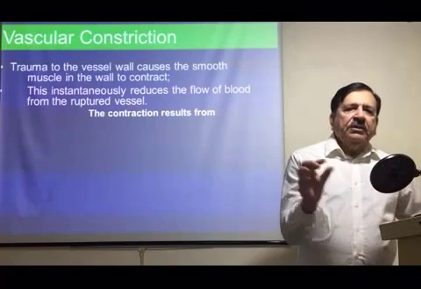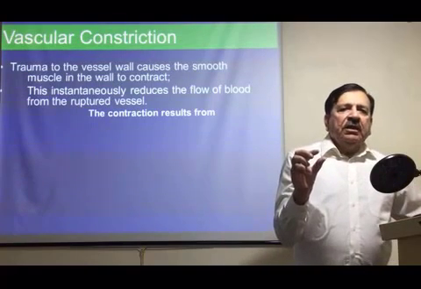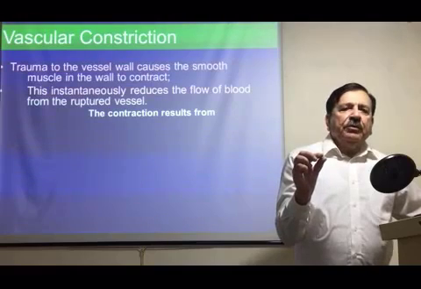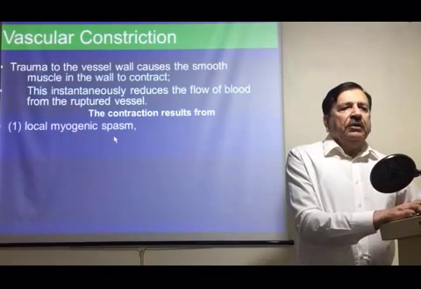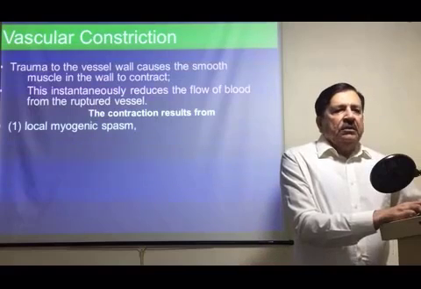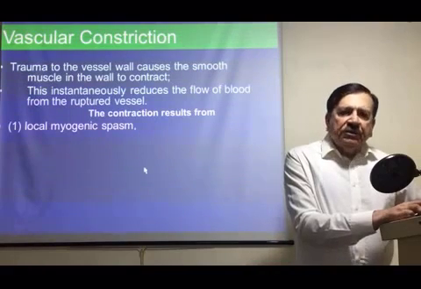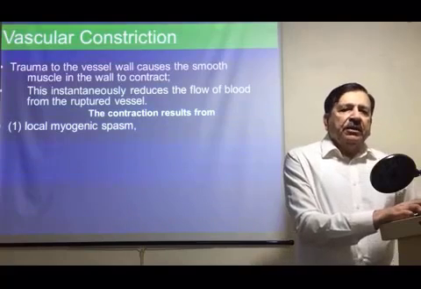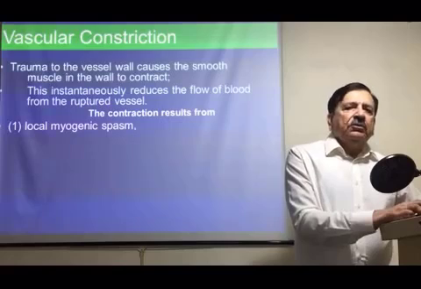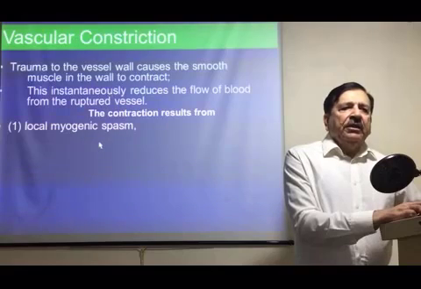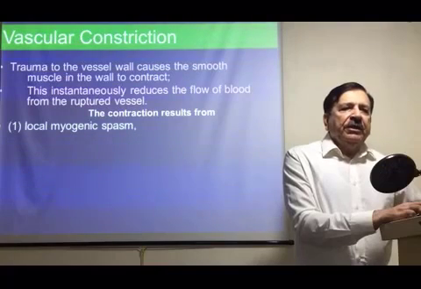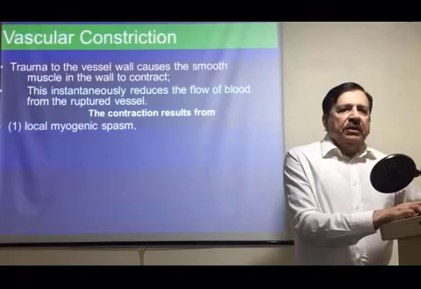When there is contraction, if this is the caliber of the vessel, after contraction the caliber is reduced, so there is less blood flow from the vessel. Local myogenic spasm: with damage to the vessel, the surrounding tissues are also damaged, and contraction also occurs in the local muscle. So the vessel wall contraction and the myogenic contraction of the muscle in the vicinity of the damaged area both cause further reduction in the vessel caliber.